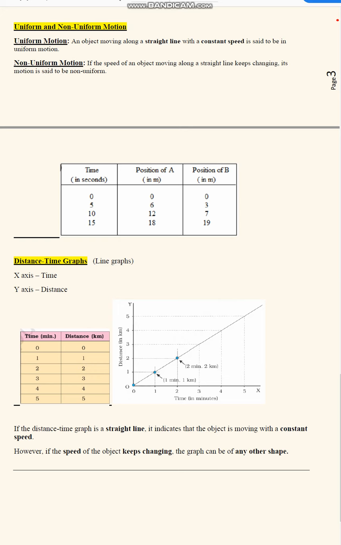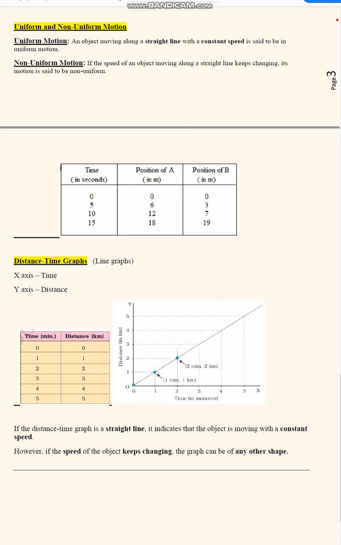As an example, let us draw the distance time graph for the motion of an object that is tabulated in this table. Here the time interval is of 1 minute each and the distance is of 1 kilometer each here. The distance interval is also of 1 kilometer each. So let us select a suitable scale for this. On x-axis we take the scale as 1 centimeter equal to 1 minute, and on y-axis we take the scale as 1 centimeter equal to 1 kilometer.